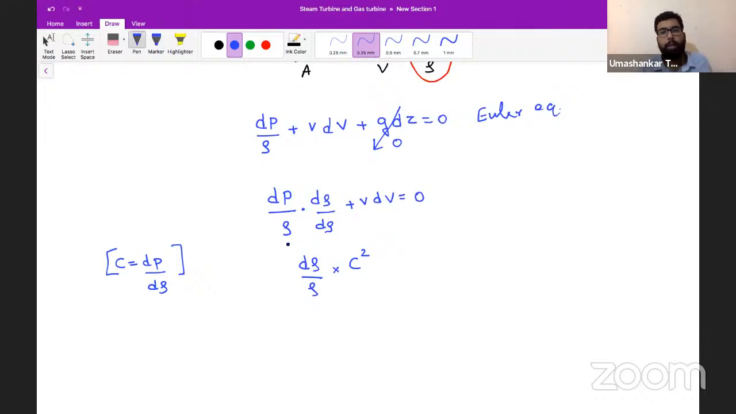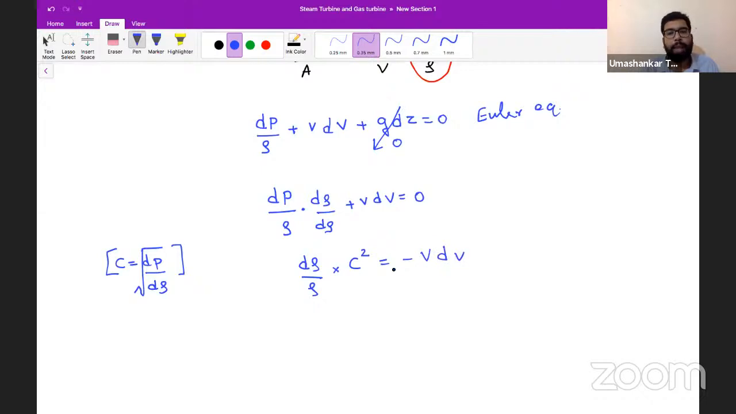This is the third lecture. In the previous lecture, we derived the relation that the velocity of sound is the square root of dp by d rho. So dp by d rho I can replace with c squared, and it will be equal to minus vdv.